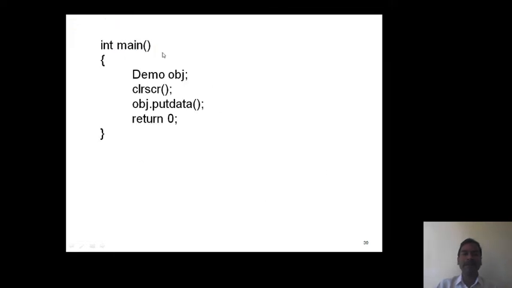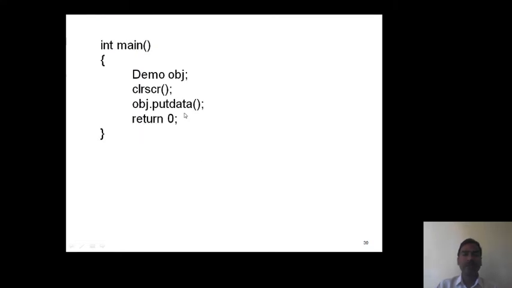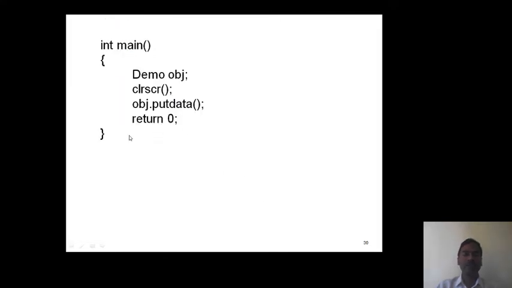Now the main function, int main. Inside the main function, first we create an object. Whenever this object obj is created for the class demo, it automatically invokes the default constructor. Here the values are initialized with zeros. Now, with the help of obj, we invoke the member function putData. Now it invokes this function and prints the x value as 0 and the y value as 0.0. Return 0, the main function is completed. So this one is the default constructor.